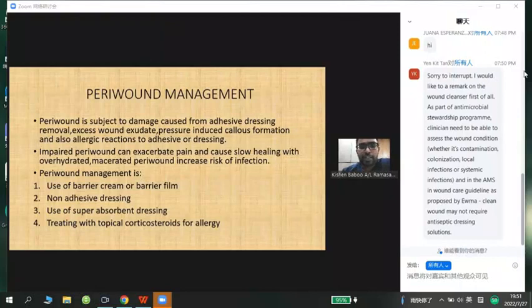An impaired peri-wound can exhibit pain and cause slow healing. A macerated peri-wound increases the risk of infection as well. Like I said earlier, if your wound bed and wound edges are clean, but your peri-wound is not healthy, it's going to increase the risk of infection, and we'll be back to the basics. For peri-wound management, you can use barrier cream, barrier film, non-adhesive dressings, super absorbent dressings, or treat with topical corticosteroids for the allergy. All this keeps the wound dry, and at the same time moist, so that maceration doesn't occur.